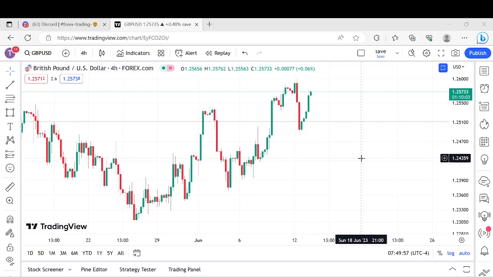Okay, welcome to the third lesson in the support and resistance series. Today we're going to be going over this example in GBP USD.